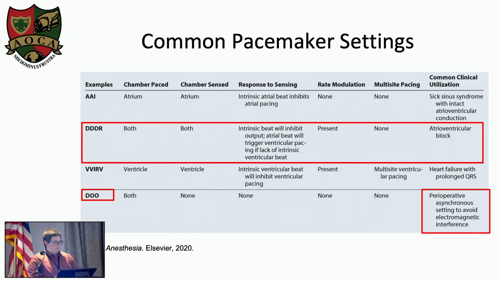So we talked through some of these. In red are the common ones that you'll see. DDDR means that they have an atrial lead, a ventricular lead, and they can both sense and pace both of the chambers. And then that R means they have the rate responsiveness function. DOO means they have both an atrial and a ventricular lead, so they're capable of pacing either the atrium or the ventricle or both if needed. The O means that we're not sensing anything. So this is what we consider an asynchronous mode, and that's what a lot of times we'll want to program patients to during surgery because of the potential for electrical interference that we'll talk about later.